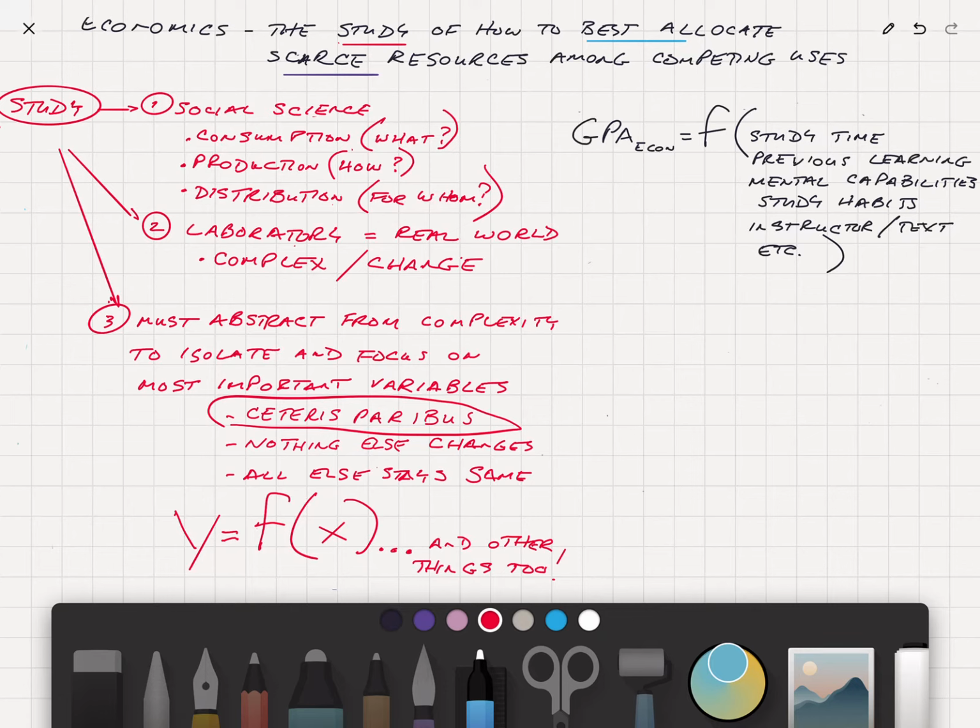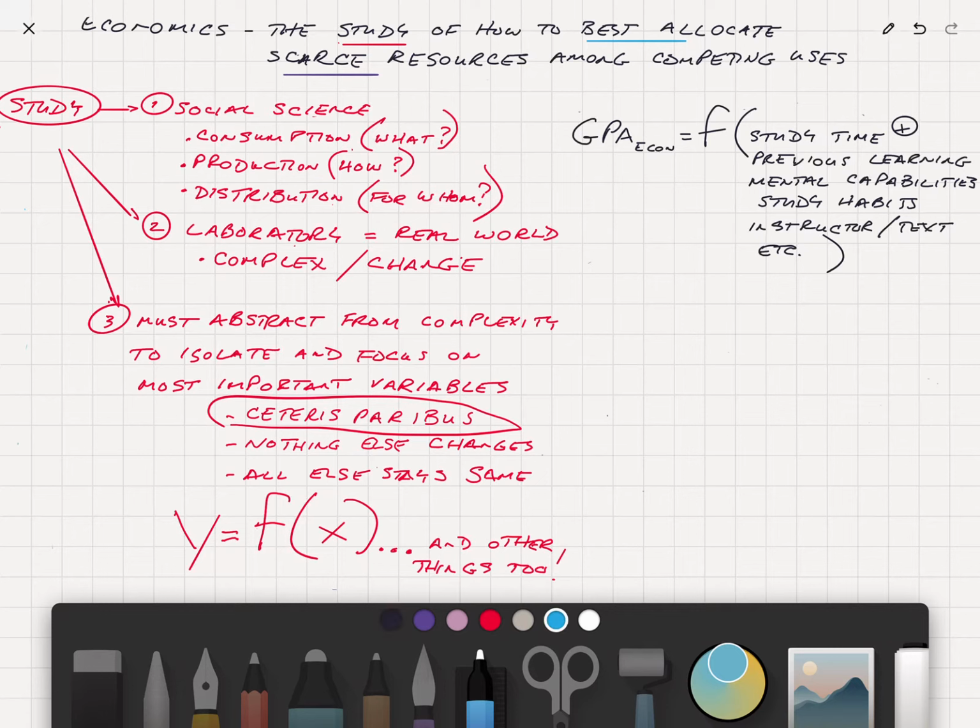So let's build a model. Let's build a model of your GPA in economics. You can see this on the upper right portion of the screen. I've posited here that the most important determinant of your GPA is your study time. And let's further suggest that's a positive relationship. The more you study, the higher your GPA. But there's other things that affect or determine your GPA. For example, previous learning, your mental capabilities, your study habits, the instructor, the textbook, your income, the weather. We can go on and on and on. I've just summarized it using etc.